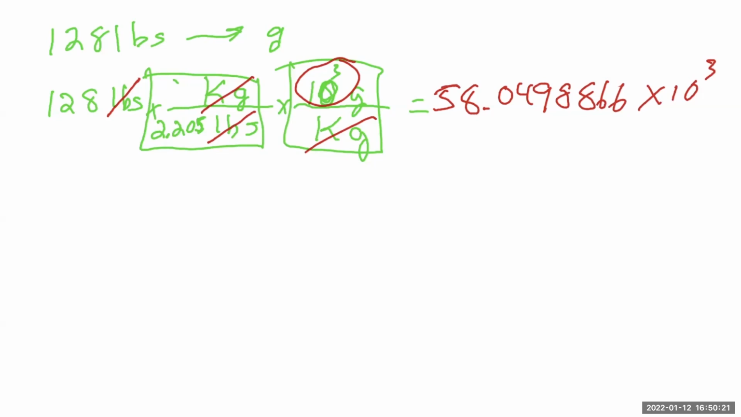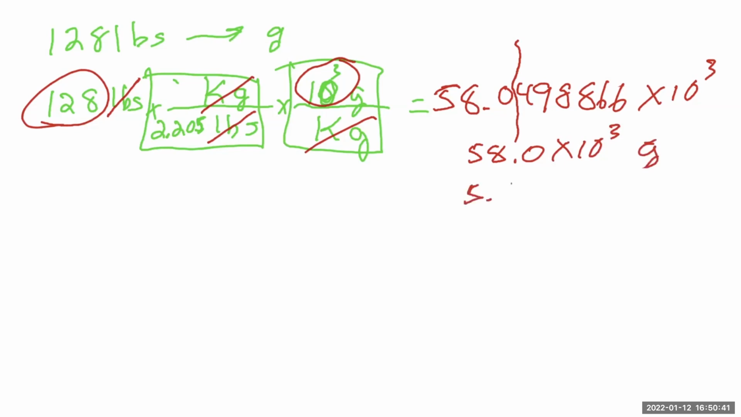And how many significant figures can that number have? 3. That has 3 significant digits. So it's going to be 58.0 when I go this far. So 58.0 times 10 to the 3rd. Or if we have scientific notation, 5.80 times 10 to the, and we moved the decimal place 1. We made it smaller, so we made this one bigger by 1. 10 to the 4th grams.